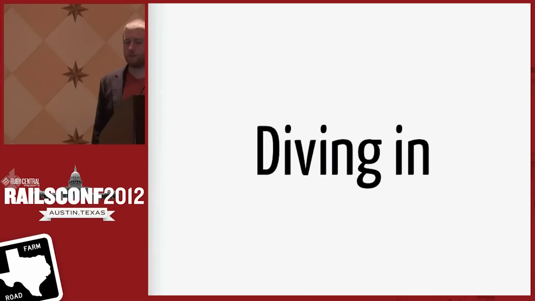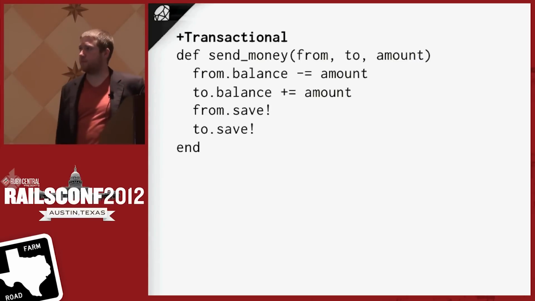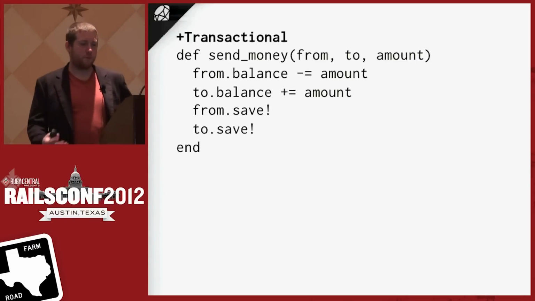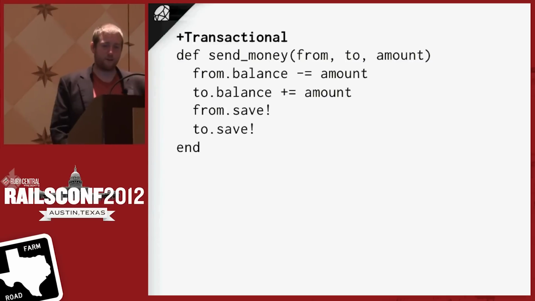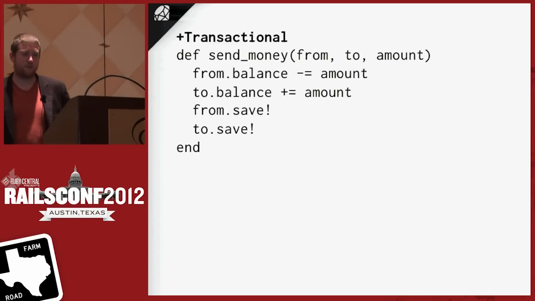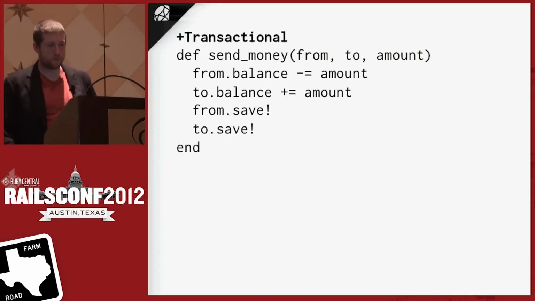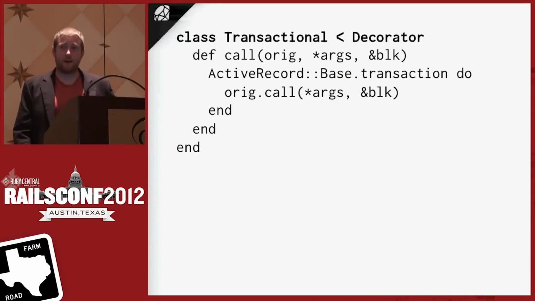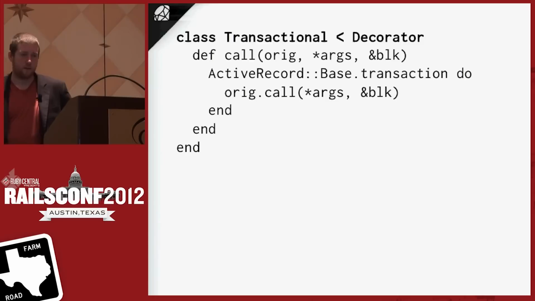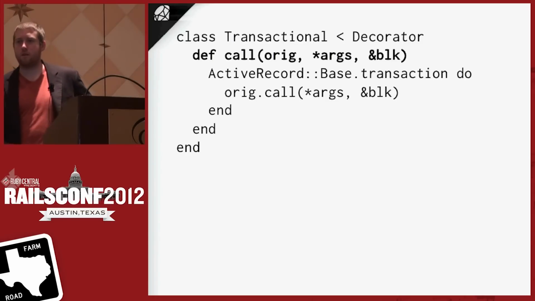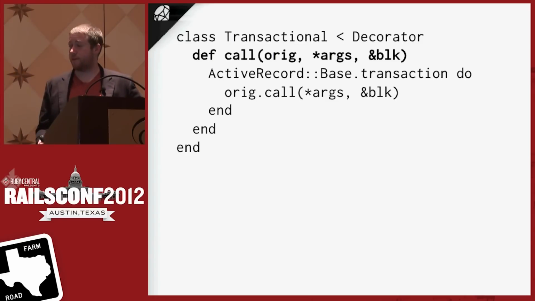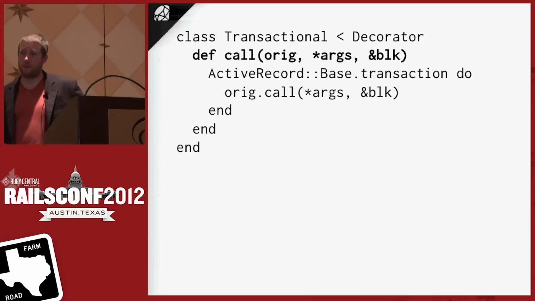So to dive into the code, back to our send money example. We want to make this transactional via a decorator instead of the active record block we had. So what's transactional? Transactional is a subclass of decorator. It has one method, call, and call gets passed the original method as well as the arguments it's currently getting called with.